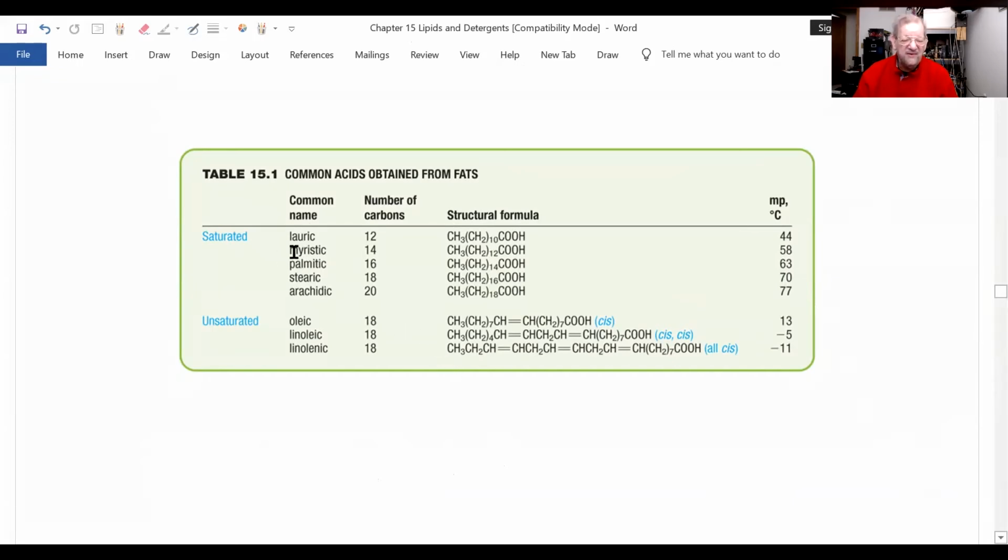Here's some standard. Nobody uses IUPAC names in fats and oils, fatty acids. When you have 12, it's lauric acid, 14 myristic, 16 palmitic, stearic, I don't even know how to pronounce this one. Oleic is 18 with a double bond. Linoleic is 18 with 2 double bonds. Now they say cis and cis. No, some of them are trans. The person who wrote this didn't know what they were talking about. Linolenic, 3 double bonds.